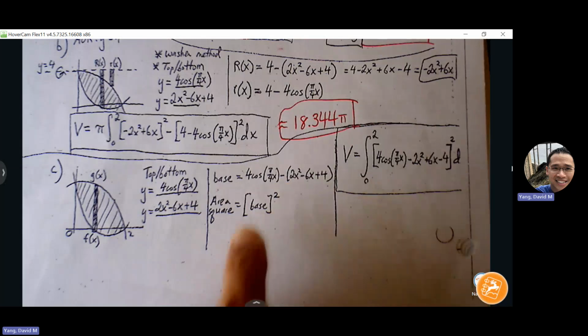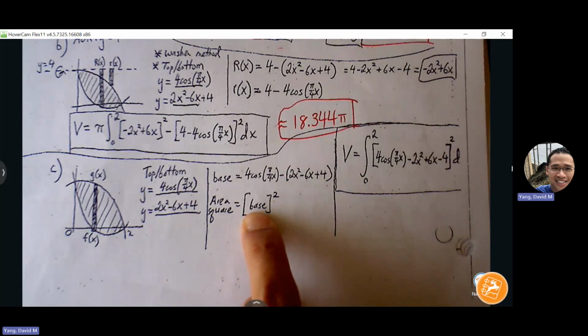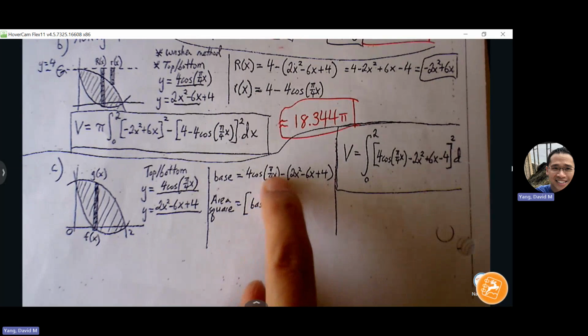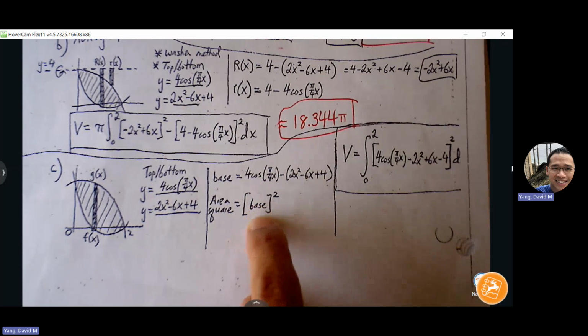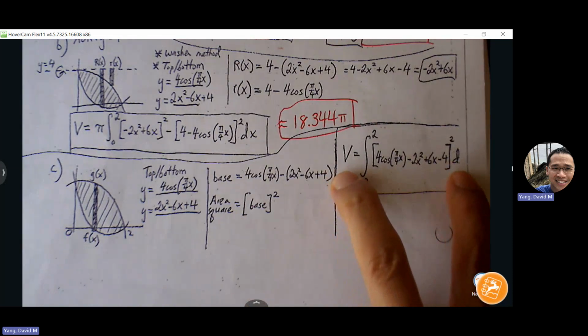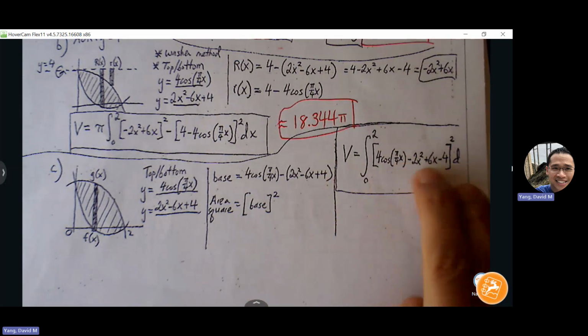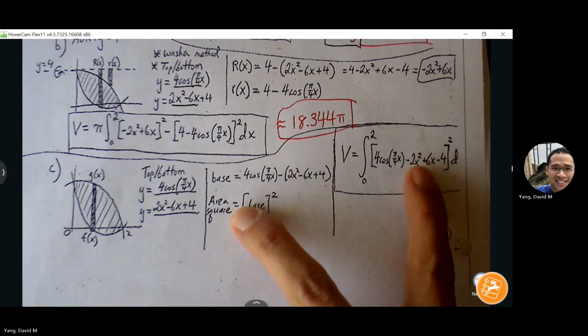Once you get the base length, know that the area of a square is base squared. So we turn that one-dimensional into a two-dimensional. And then from two-dimensional to three-dimensional, we just put the integral notation on either side. But don't make any changes to your area. You've already built your area the way it's supposed to be.